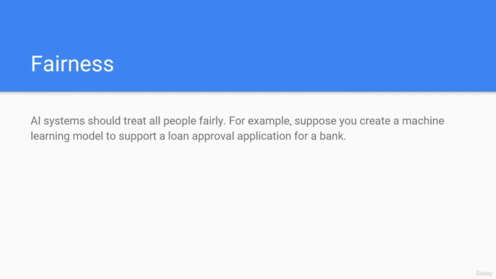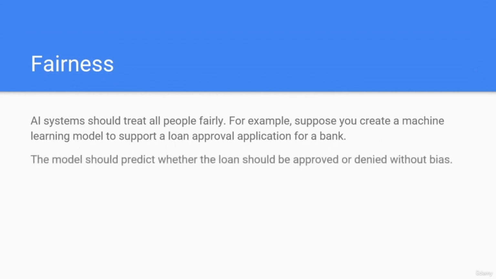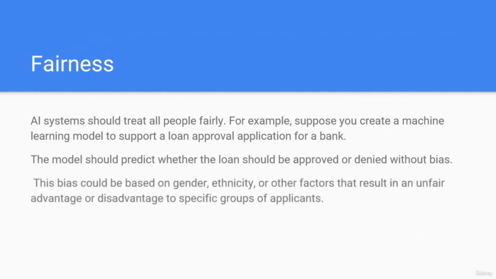First, fairness. AI systems should treat all people fairly. For example, suppose you create a machine learning model to support a loan approval application for a bank. The model should predict whether the loan should be approved or denied without bias. This bias could be based on gender, ethnicity, or other factors that result in unfair advantage or disadvantage to specific groups of applicants.